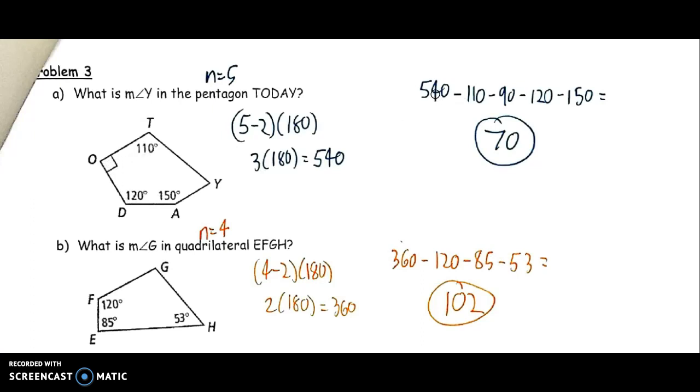So off to the side, I was just doing that work. 540, subtracting 110, subtract 90, subtract 120, subtract 150. That should tell you that there's 70 degrees left for that last angle, and that was angle Y.